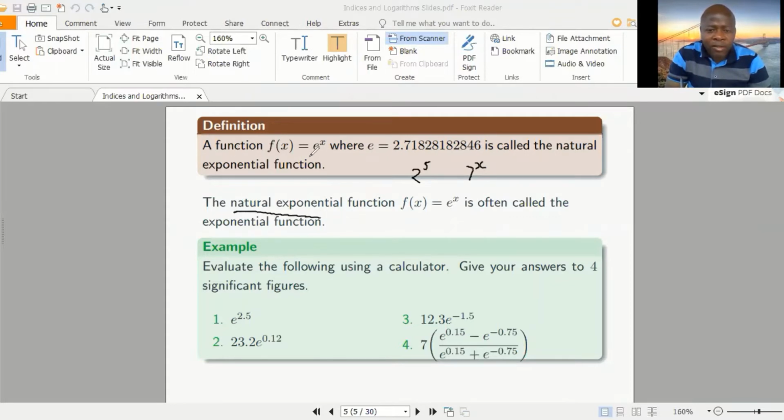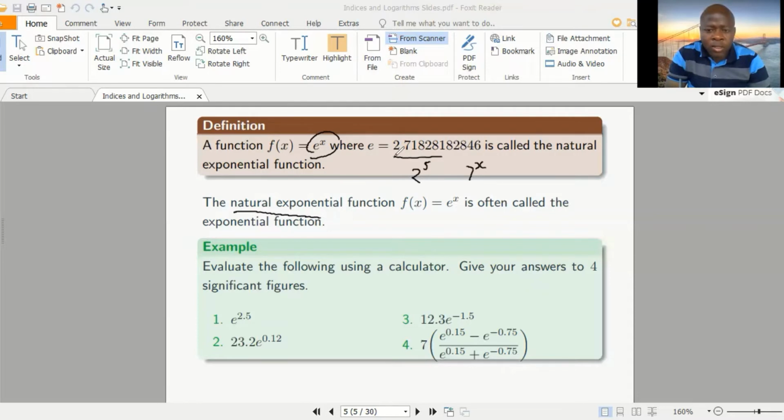I've said that e raised to x is the natural exponential function, where e is the base, and this base equals 2.7182 and so on. This one you can find on your calculator. If you just press E on your calculator, check your calculator and you'll find there is an E on it. When you press it, it will give you this value.